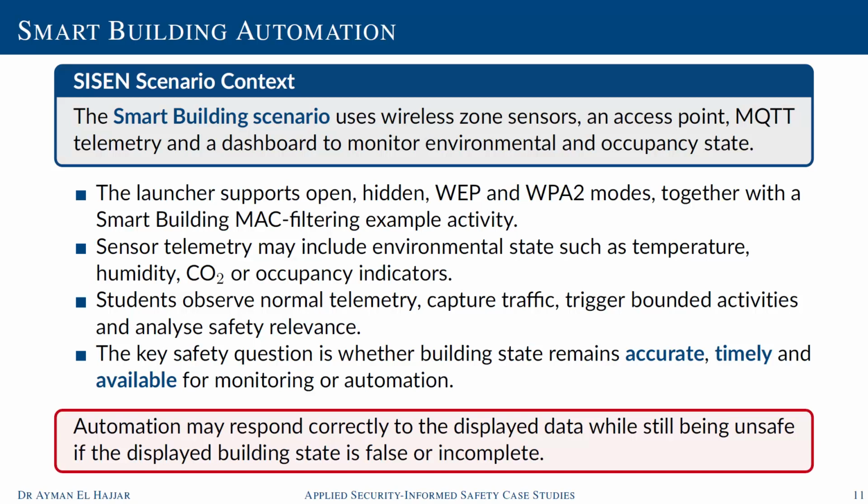Automation may respond correctly to the displayed data while still being unsafe if the displayed building state is false or incomplete. So let's have a look at the architecture of the smart building.